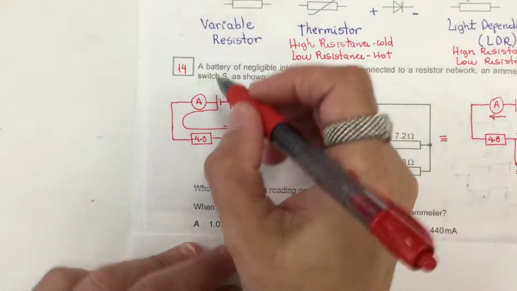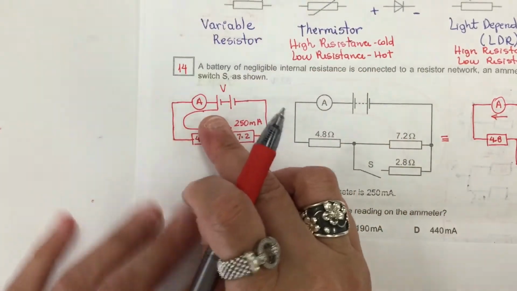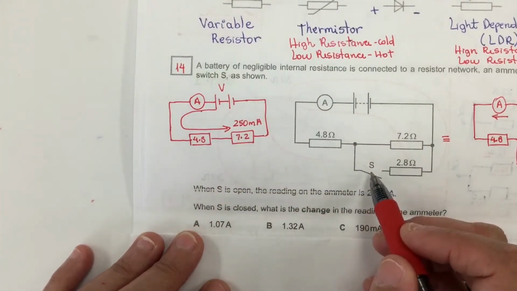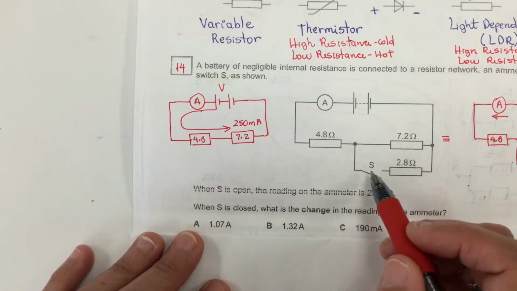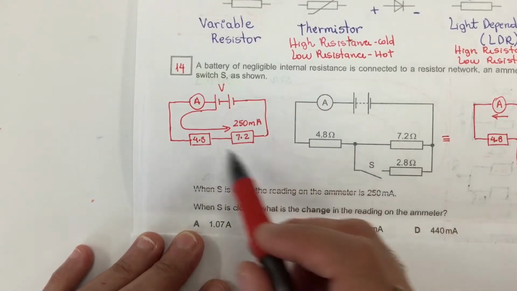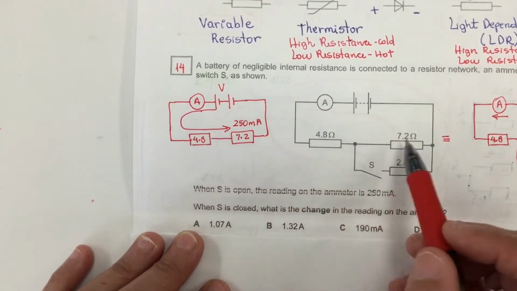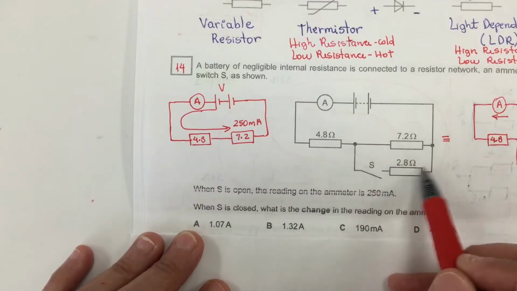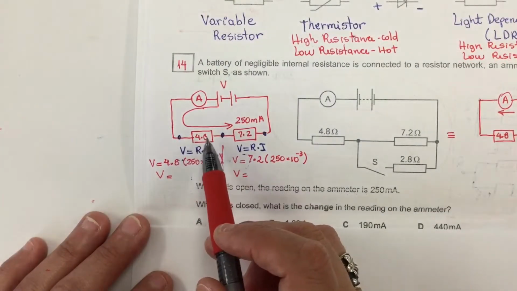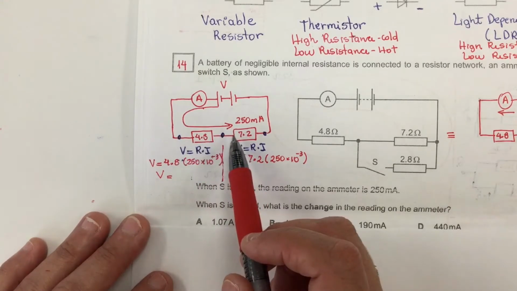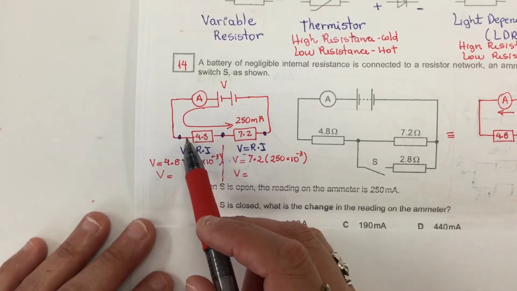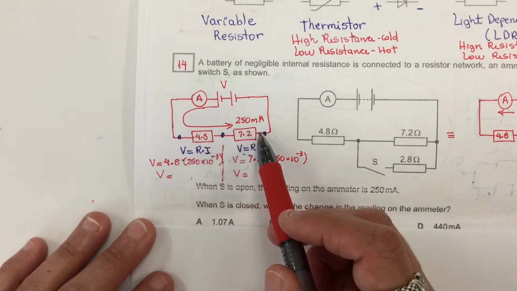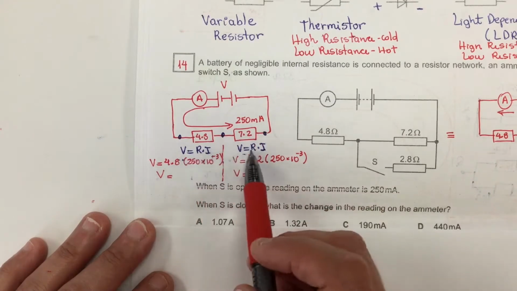To solve this problem, we are going to find the value of voltage based on the prior information when the switch is open. So when the switch is open, we have the same resistors here, and this one doesn't count because there is no current flowing here. With these two resistors in series, we can calculate the voltage across the 4.8 ohm resistor and the 7.2 ohm resistor by using Ohm's law.